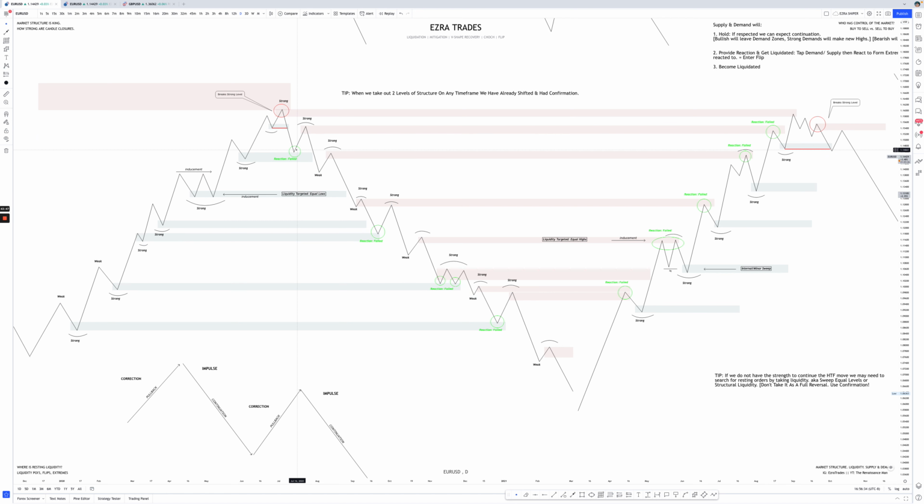Because we push price higher, but we fail to do what? We fail to print a higher high. At this point, what we could have had is what? A sweep, right? Because we said if we do not have the strength to continue the higher time frame move, we may need to search for resting orders by taking liquidity, a sweep of equal levels, or structural liquidity. This is structural liquidity. We just swept it. And so we still have potential hope.